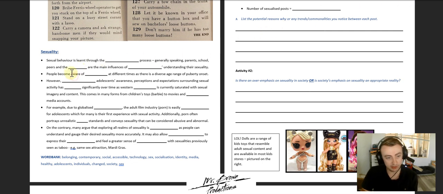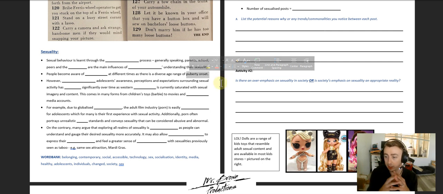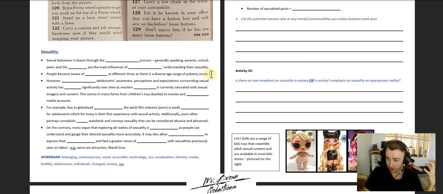The other thing with sexuality too is that people become aware of sex at different times, as there's a diverse range of puberty onset. There's no set age for people where puberty starts. There is a clear range, and some people fall outside of that range. Some people hit puberty very early, some people hit puberty very late on. And then there's the maturity of the individual that plays into it as well, your genetics, all those other things. But people become aware of sex or their sexuality at different times depending on their puberty onset.